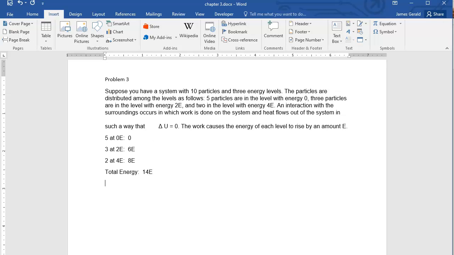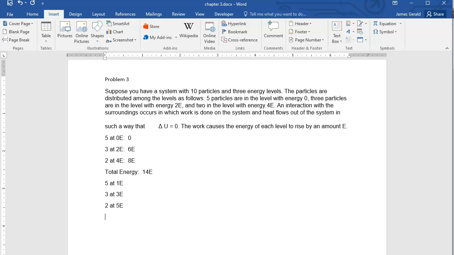All right, now work is done on this system. And when that work is done, all the energy levels are raised by 1. And so then you have 5 at 1E, you have 3 at 3E, and you have 2 at 5E.